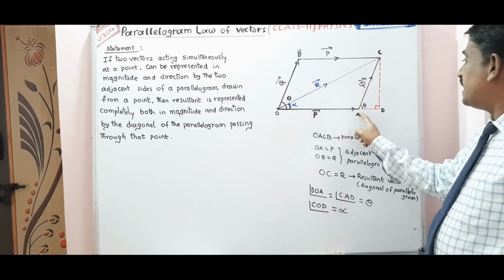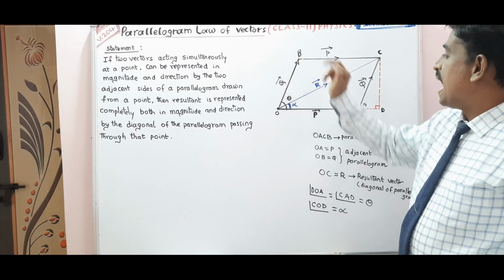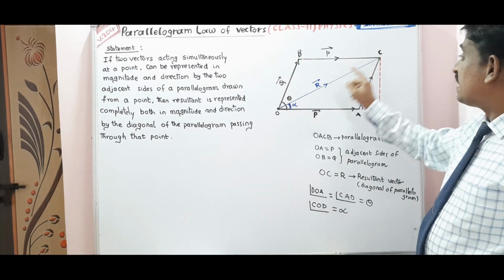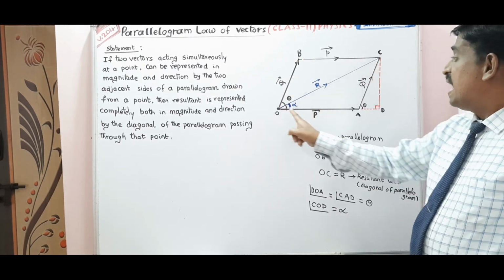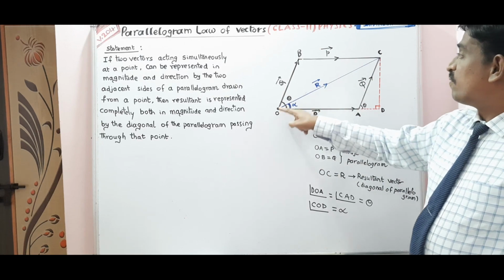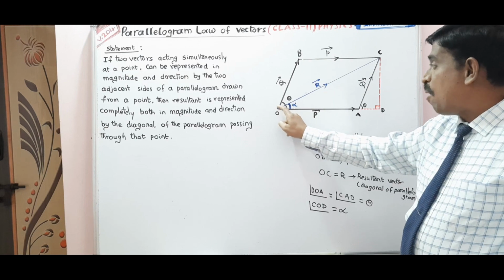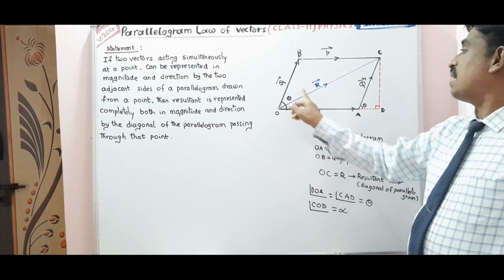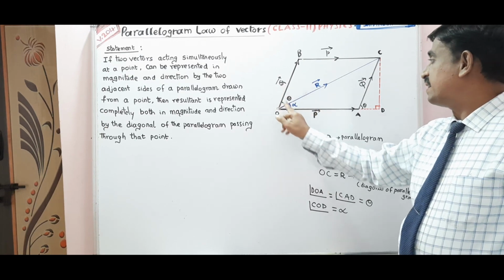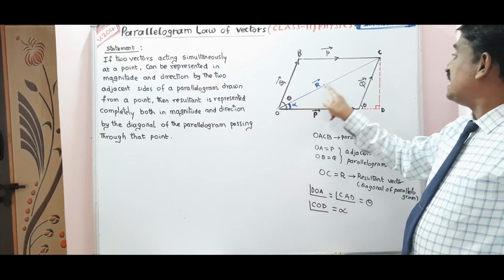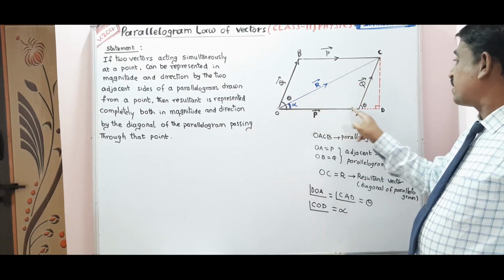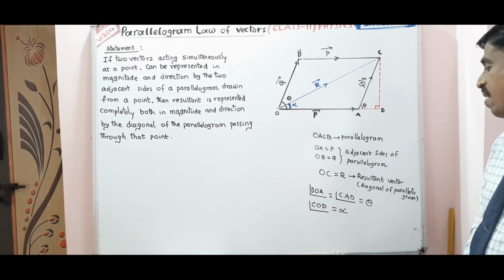OA is the adjacent side, OB is the adjacent side, OC is the diagonal. This vector P and this vector Q are both acting from the same point. The angle between P and Q is theta. The angle between the resultant vector and the vector P is alpha.